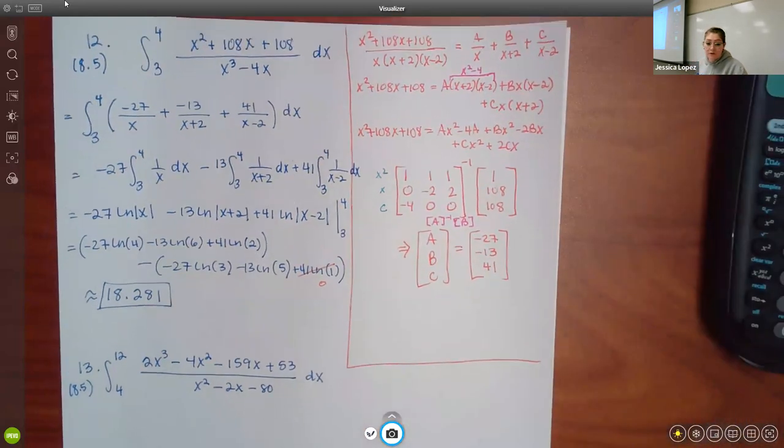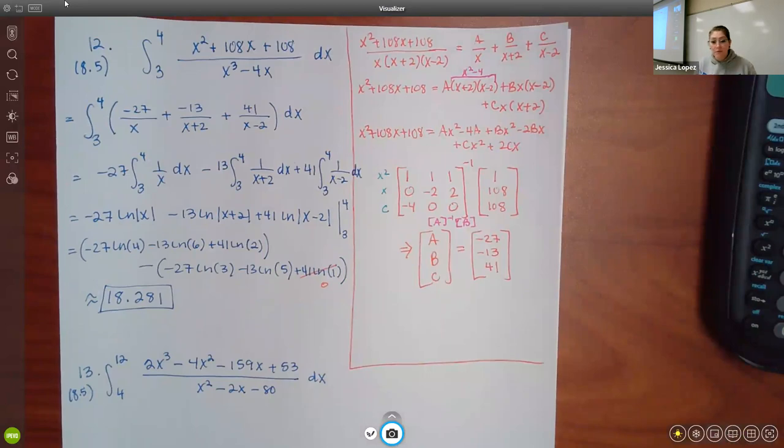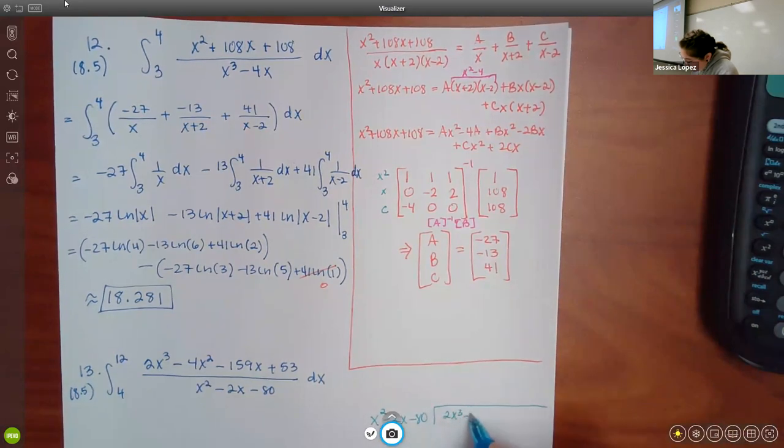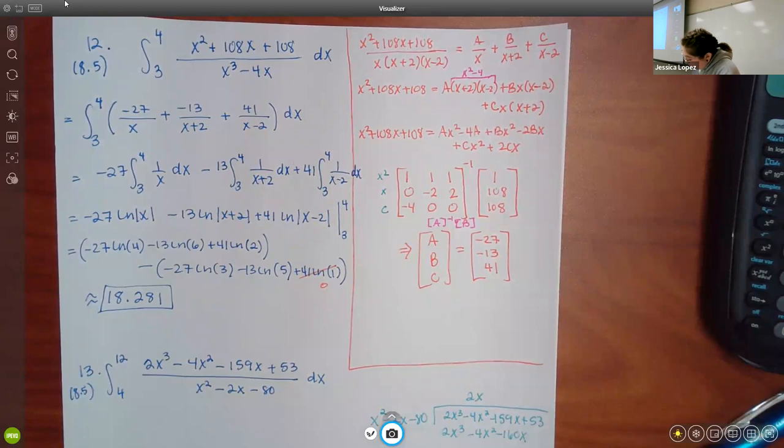Now this one's like number 12, it just has a pre-step. Before I can do everything I did in the orange, I have to do something else, because here this is an improper fraction, right? Your high power on the top is bigger than your high power at the bottom. So we do have to do our long division to simplify that. So if I were to do what times x squared would give me 2x cubed, it would be 2x, right? And then I distribute. So I get 2x cubed, negative 4x squared, and negative 160x. Then I would change all of my signs. So this would become negative, this would become positive, and positive.